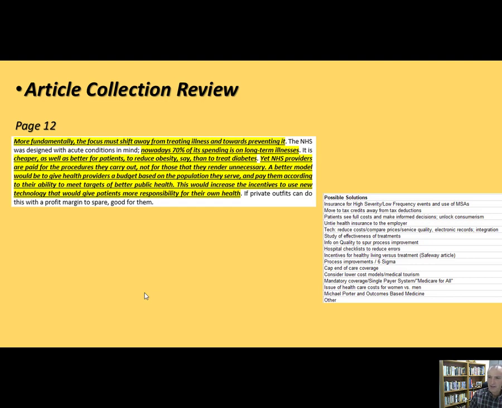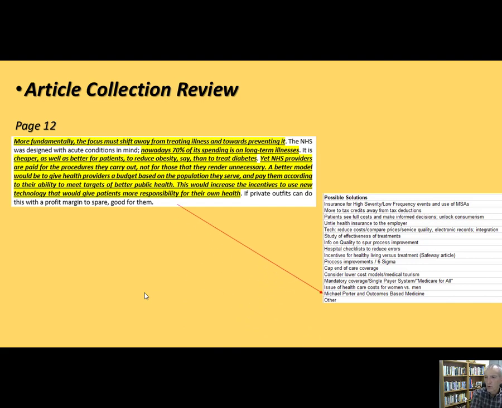And that's one area I think you could really put some thought into. The NHS providers are paid for the procedures they carry out, not for those that they render unnecessary by making people thinner and healthier. A better model will be to give, and here we get into a solution, give health providers a budget based on the population they serve and pay them according to their ability to meet targets related to public health. This would increase the incentives to use new technology that would give patients more responsibility for their own health. You're seeing that with Apple applications of people counting steps and those types of things.